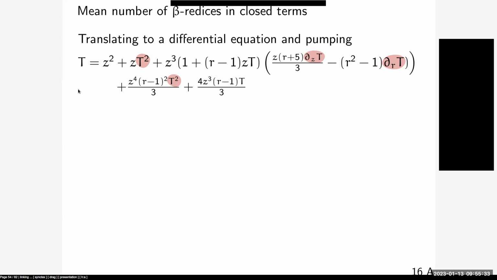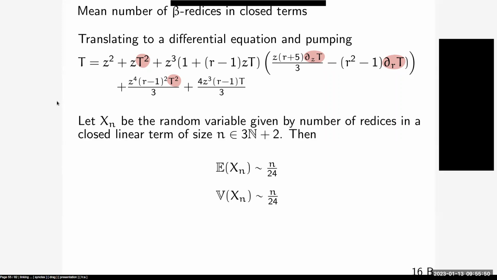And so finally, we arrive at a differential equation which we can pump. This is a nonlinear differential equation, as we see here, we have some square terms, and it is a partial differential equation because we have derivatives both in z and r. But in any case, by pumping, we can obtain moments of any order. For example, here we have the expectation and the variance for this variable, which counts the number of redices in a closed linear lambda term of size n. Asymptotically, these are both n over 24.